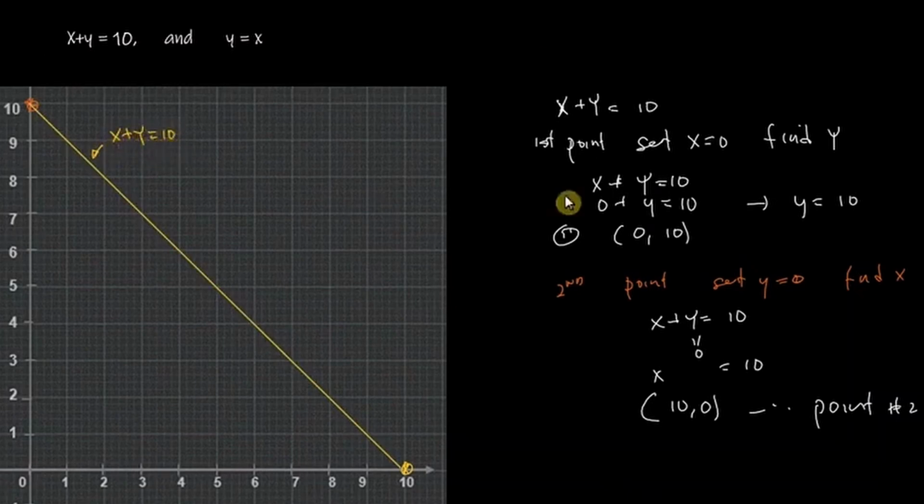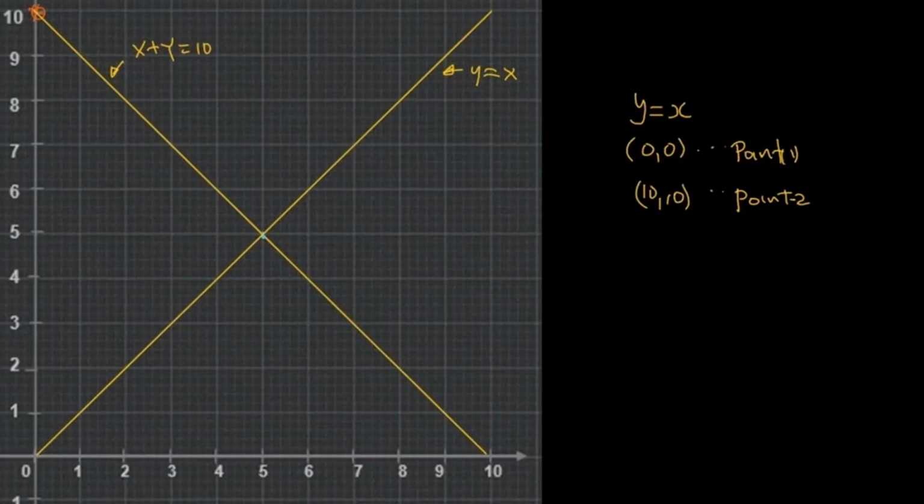Our second equation, y is equal to x. By now we should have become very familiar with what the line y is equal to x looks like. So again, we need 2 points. So when x is equal to 0, y is equal to 0. So this is our first point. Now let's find the second point. So when x is equal to 10, y is equal to 10. So this line is y is equal to x.